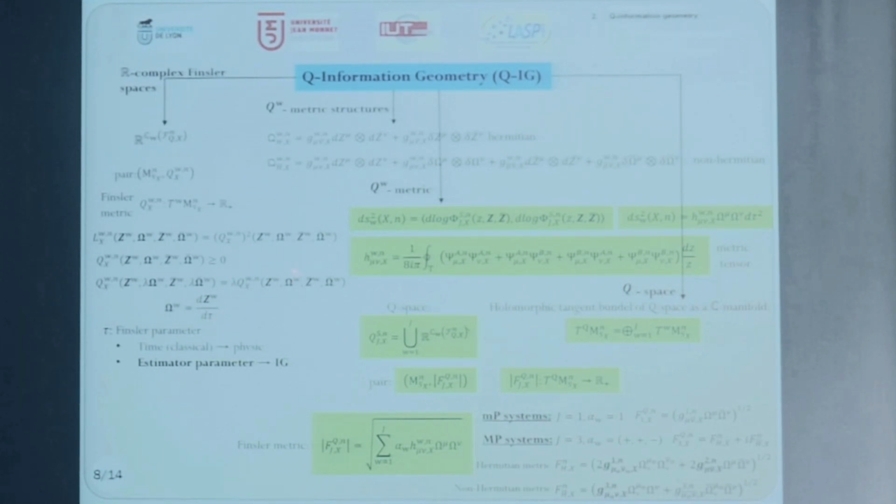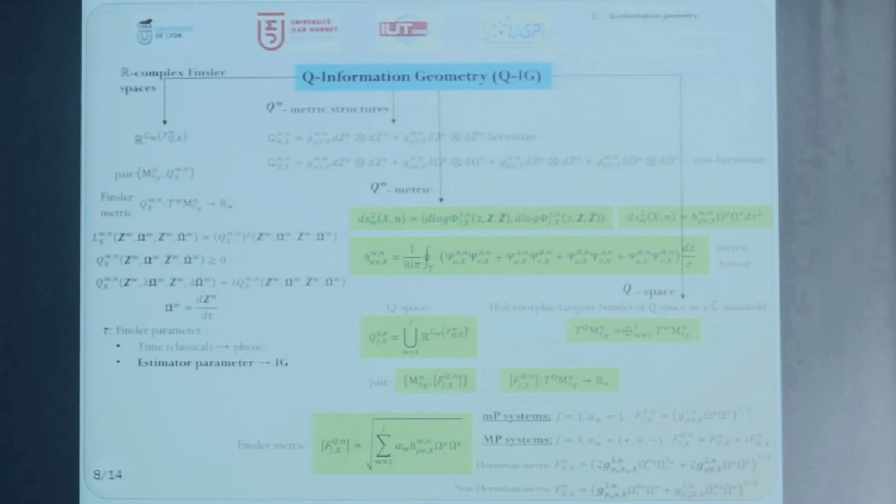Okay, and we can see that the Finsler metric is a function of z and omega. Z is the zeros and poles of the estimated system model, and omega is the derivative of z mu with respect to tau. Tau is equal to t in physics. Okay, but in our context, tau is equal to the estimator parameter.